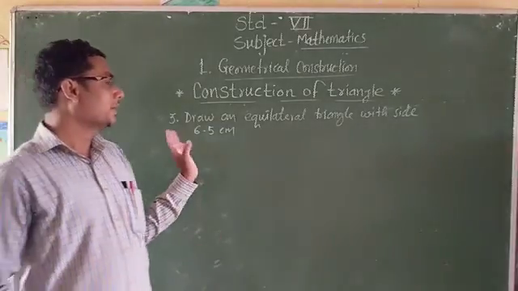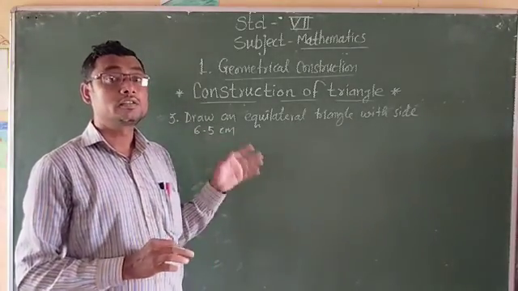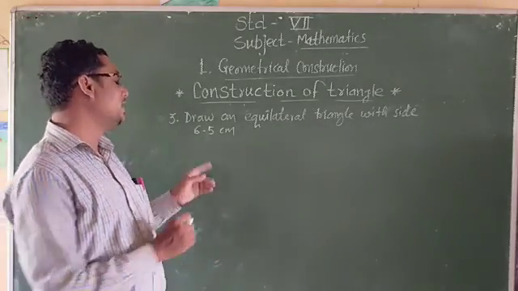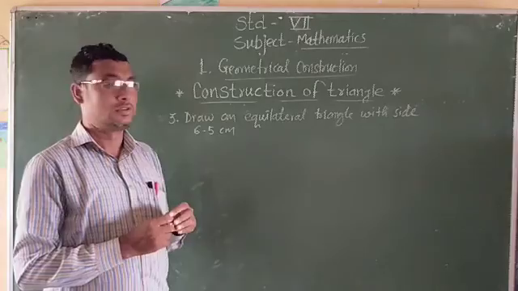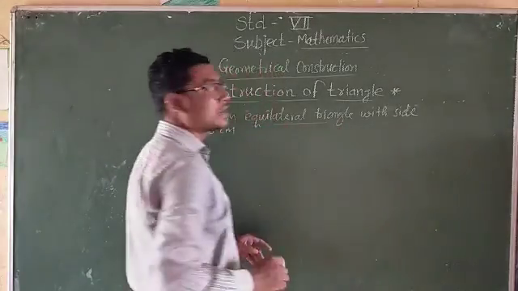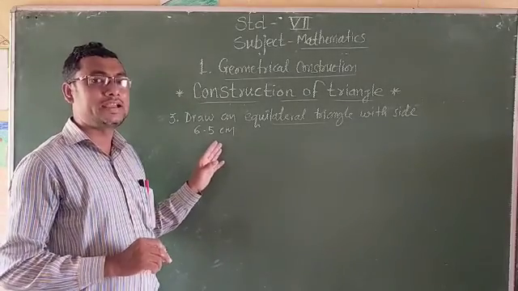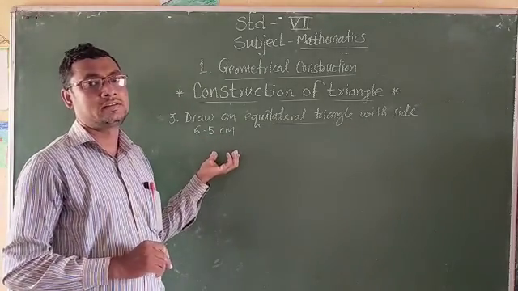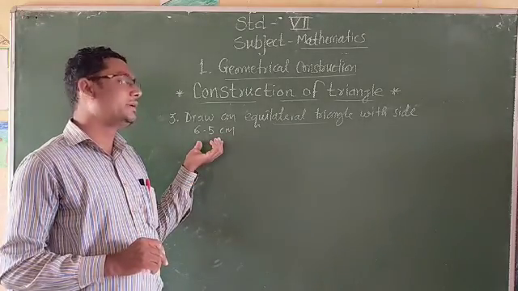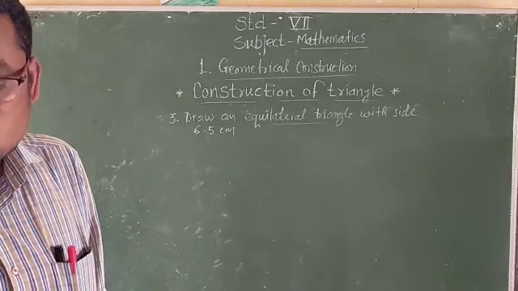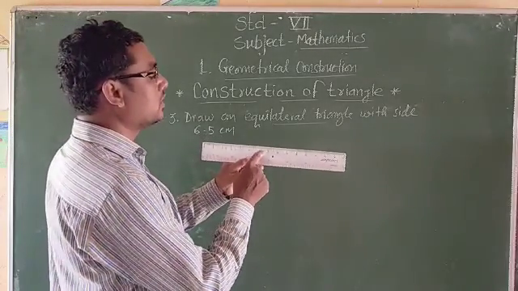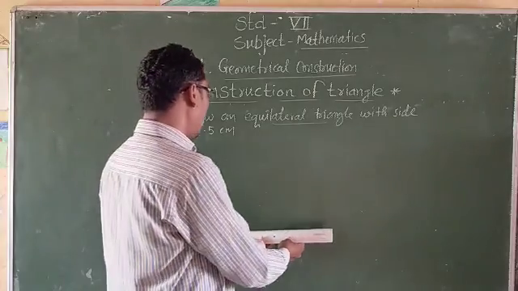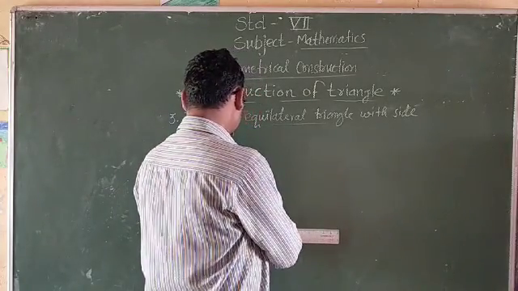So what did we do? Construction of a triangle when three sides are given. See, our question is: draw an equilateral triangle with a side 6.5 cm. Here you may get confused because only one side is given, but we need to know about the equilateral triangle. An equilateral triangle has all sides equal, so all three sides are 6.5 centimeter. First, 6.5 centimeter: after 6, count 5 lines. So first of all you have to draw a segment of 6.5.